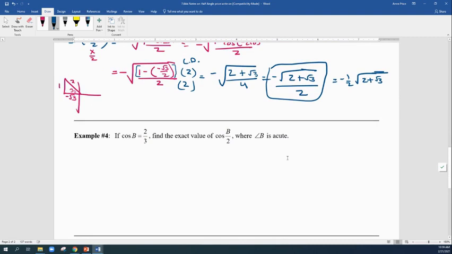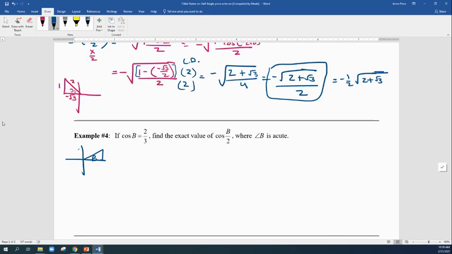If cosine of B is 2/3, find the exact value of cosine of half of that angle, where angle B is an acute angle. All right, so this is one of those ones where we're provided one of the ratios is 2/3. All right, so I'm going to go ahead and kind of set up my picture. B is acute, so if it's acute, it must be in the first quadrant. Here is B, I guess it's not quite beta. So there's B, angle B.